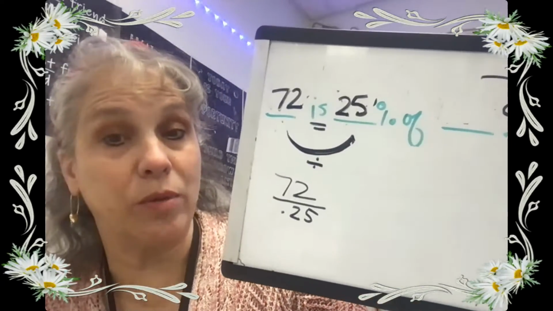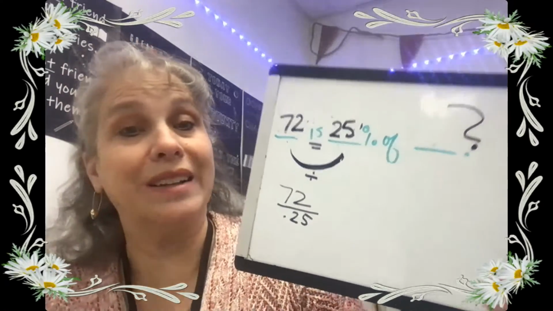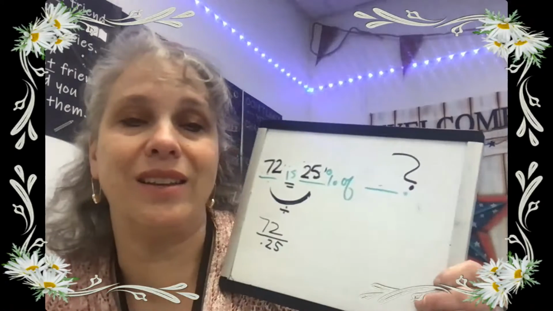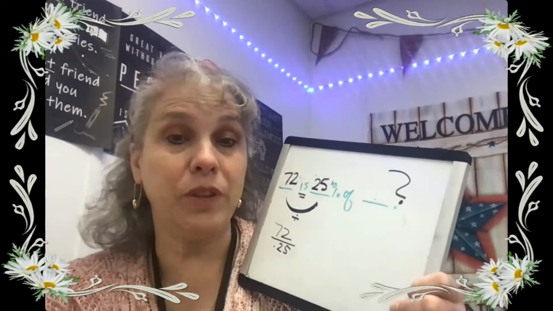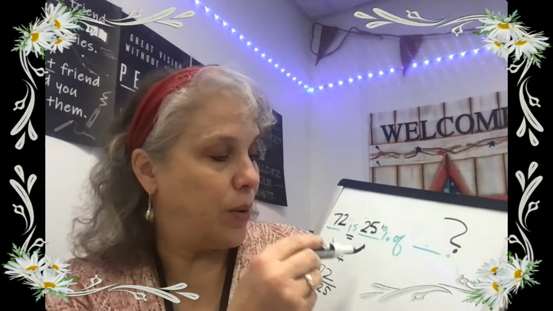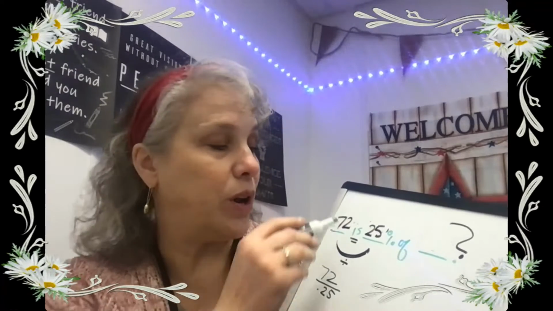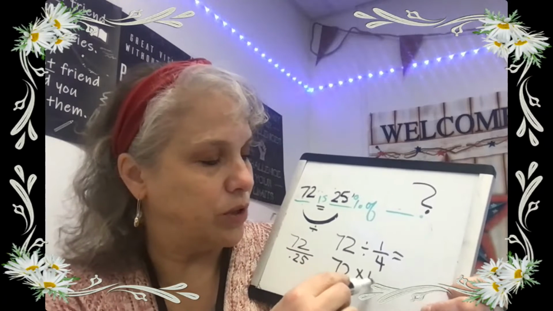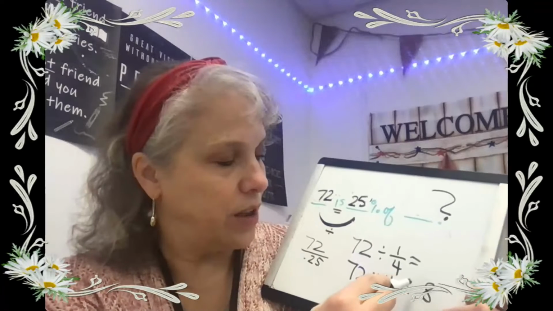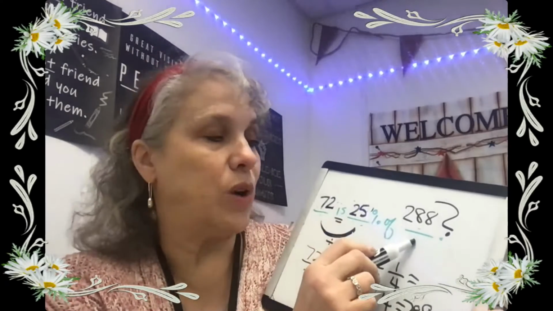72 divided by 0.25. We have to put that into a decimal form. Okay, now if you see that your percent is easy to make into a fraction, like 0.25 is 1/4, you could use that. You could say 72 basically divided by 4, and that would be, okay, 72 divided by 1/4. And if you have studied the fractions, how to do that, it would be 72 times the reciprocal, which would be 4, and that is 288. So 72 is 25% of 288.